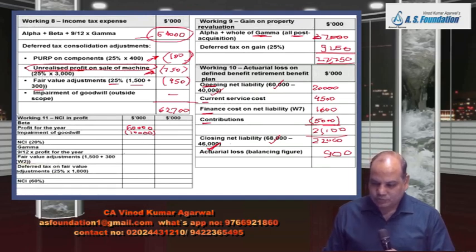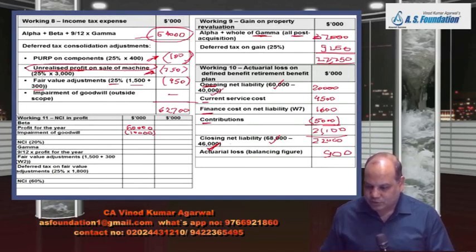Now we'll come to this profit after adjustment, 60 minus 10, is it 50,000? Now 20% NCI share in first subsidiary. So that is 10,000. Write 10,000 here. So 10,000 is a share in the profit of beta.